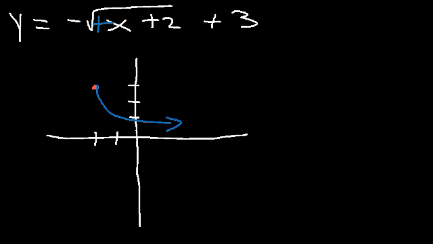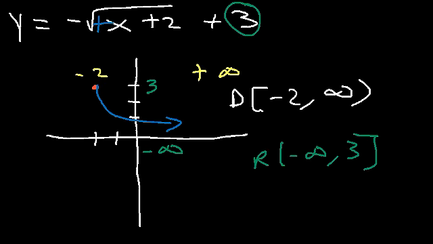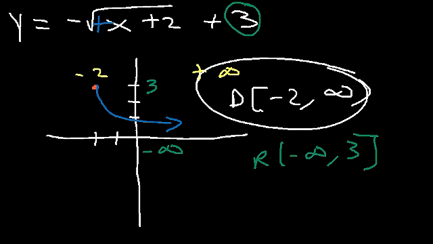So now let's find the domain and range. Let's focus on the x values. The lowest x value is -2, and the highest is infinity because it can keep going to the right. So the domain is -2 to infinity, and it includes -2. Now the range, the lowest y value is -infinity, and the highest is 3. So the range is from -infinity to 3, and it includes 3. If you plug in -2 into x, y will equal 3. So that's the domain and range for this function.